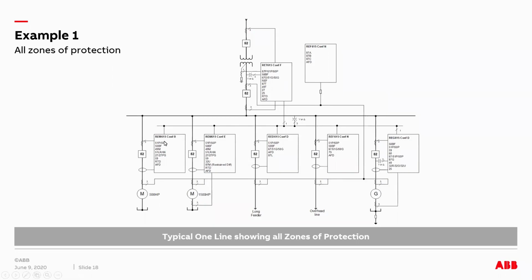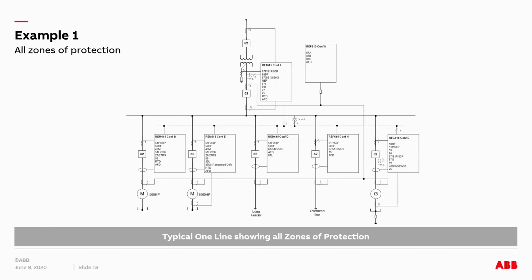For example, here is a small motor, 500 HP motor. We can choose an REM 615 configuration B for protecting that motor. And for a larger motor which needs a differential protection, for example, we can have an REM 615 configuration E.